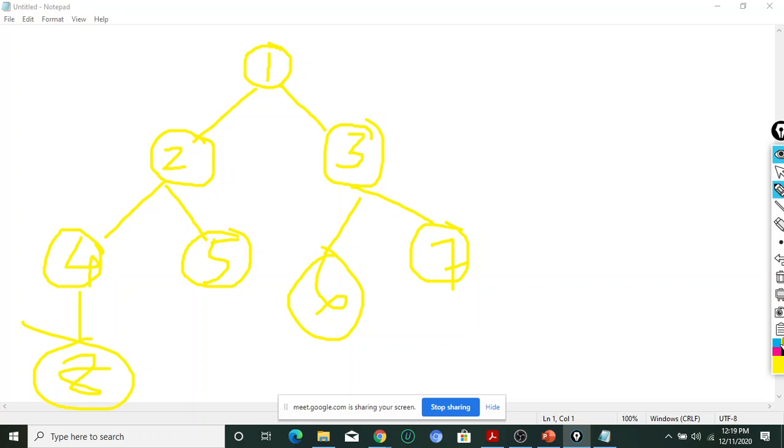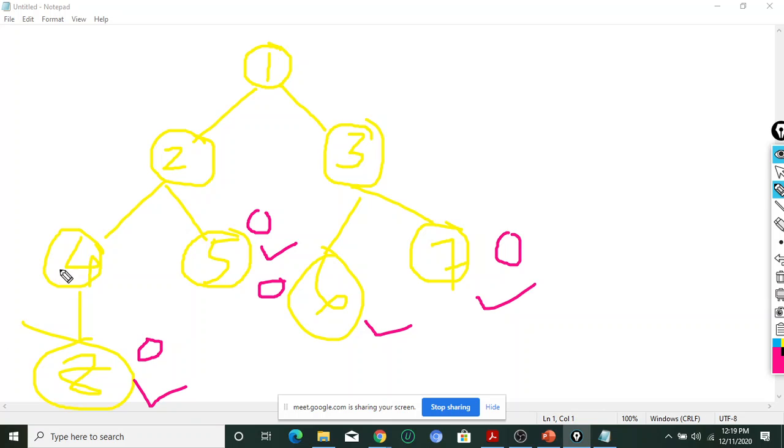This is the first node. So what is the balance factor of this node? This one is a leaf node, this is a leaf node, this is a leaf node. So the balance factor is 0, this is 0, this is 0, this is 0. We have seen that just right now.